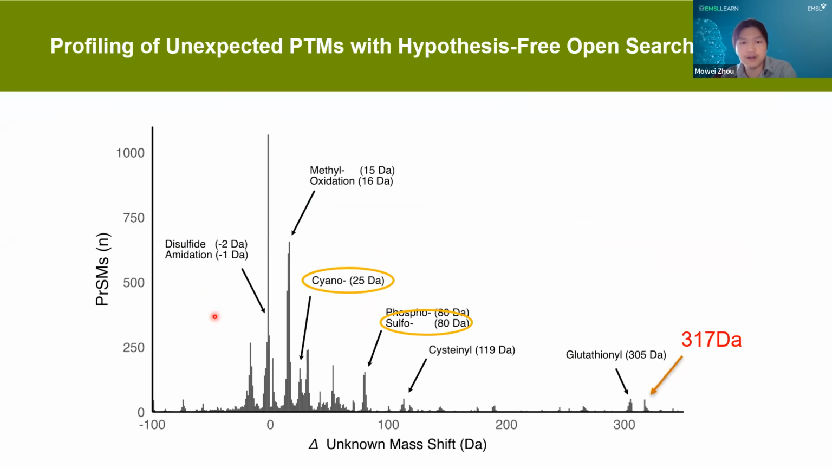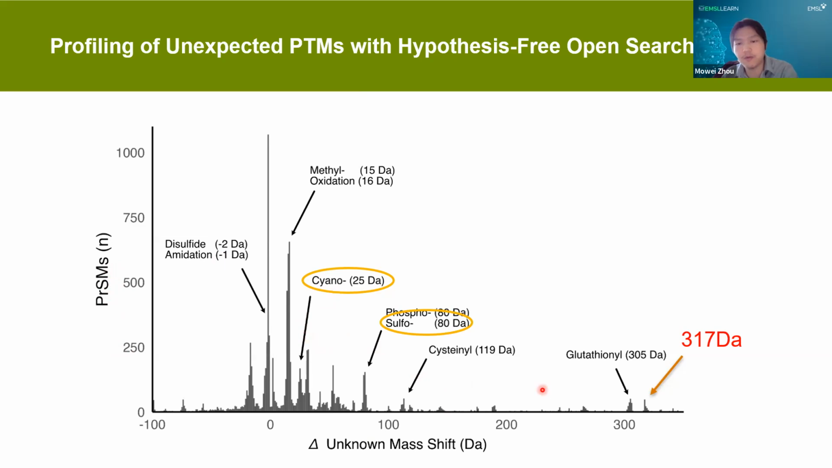So to better display the unknown PTMs in the search results, we plotted this histogram of the mass shift and also plotted the unknown mass shift against the spectral counts, the PRSMs, the proteoform spectral matches. And this gives us a very easy way to visualize the frequency of the different modifications.